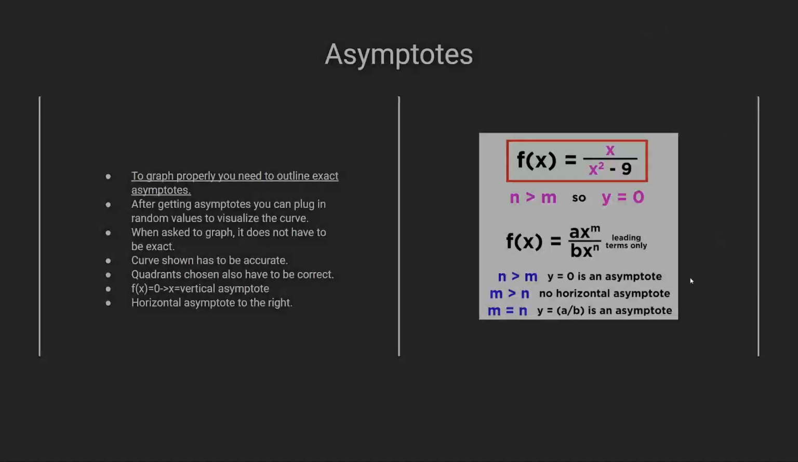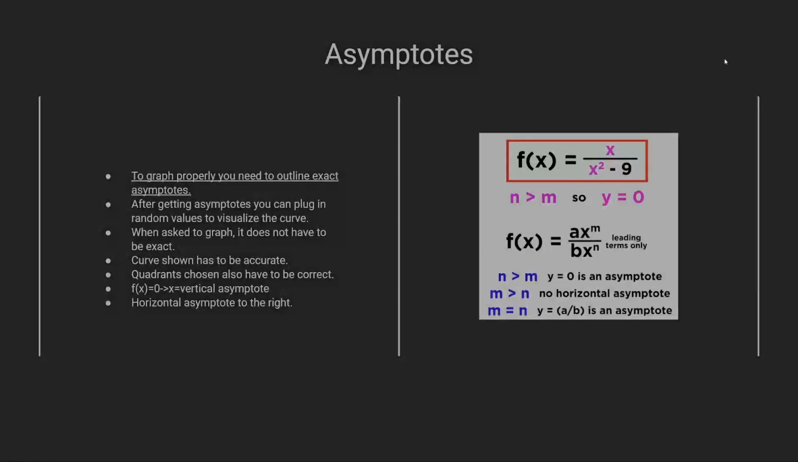The curve does have to be accurate, but it doesn't have to be exact. The quadrants chosen also have to be correct, because if the x value is negative, then the quadrants are going to flip. As we saw in the parent function, the original quadrants are quadrant 1 and quadrant 3. So if we flip it, we're going to have quadrant 2 and quadrant 4. Other transformations may also flip the graph across different quadrants.